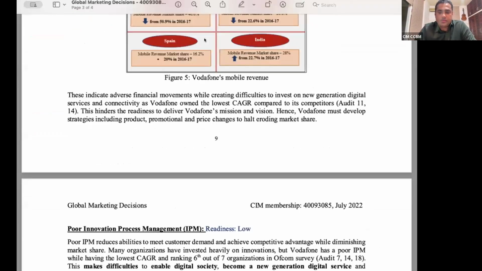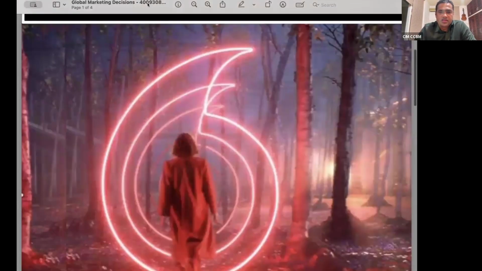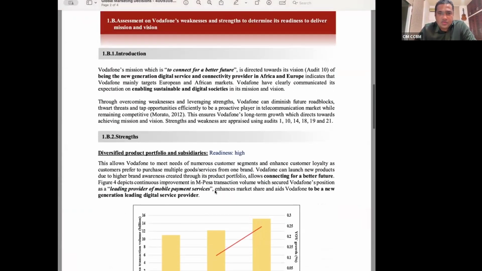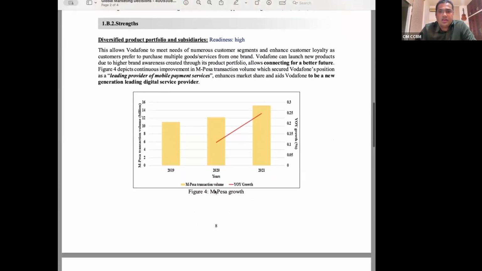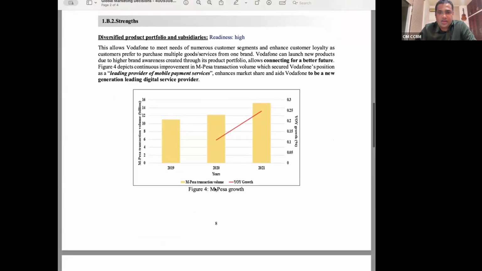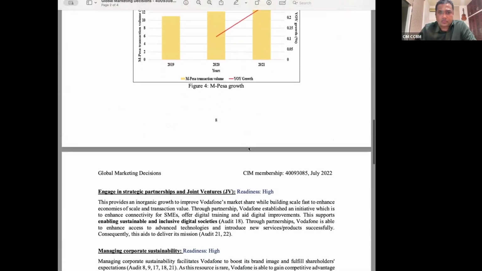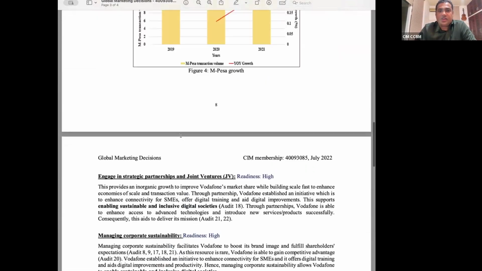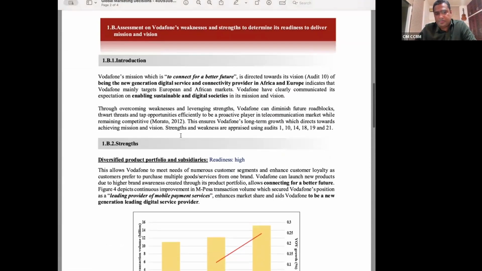Now, here's another one. In this, it starts with a small introduction, good, right? Then it goes into strengths. And can you see the readiness here? High, right? Some level of charts and graphs. Again, it goes into another strength and the third strength. So this is another good way to answer your question.